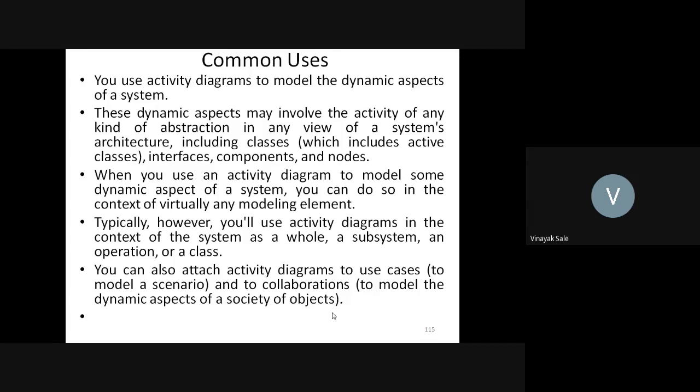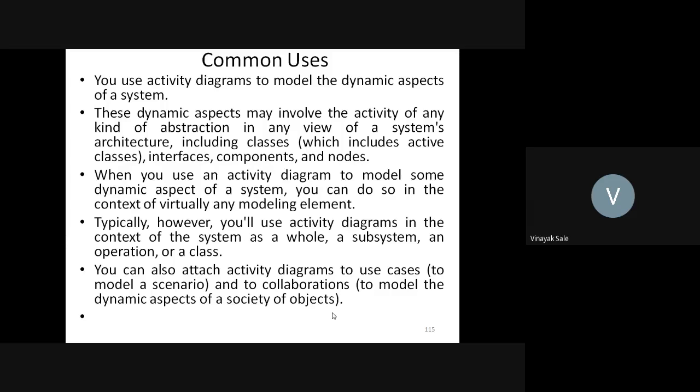So what are the common uses? Activity diagrams model the dynamic aspects of a system. These diagrams may involve activities of any kind of abstraction in any view of a system's architecture, including classes, active classes, interfaces, components and nodes. So when you use activity diagrams to model some dynamic aspect of a system, you can do so in the context of virtually any modeling element. Typically, however, you will use activity diagrams in the context of the system as a whole, a subsystem in operation or a class.